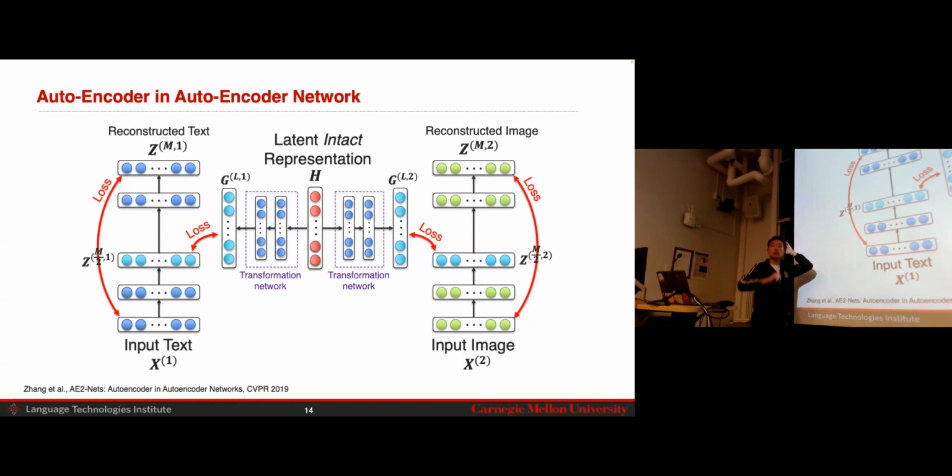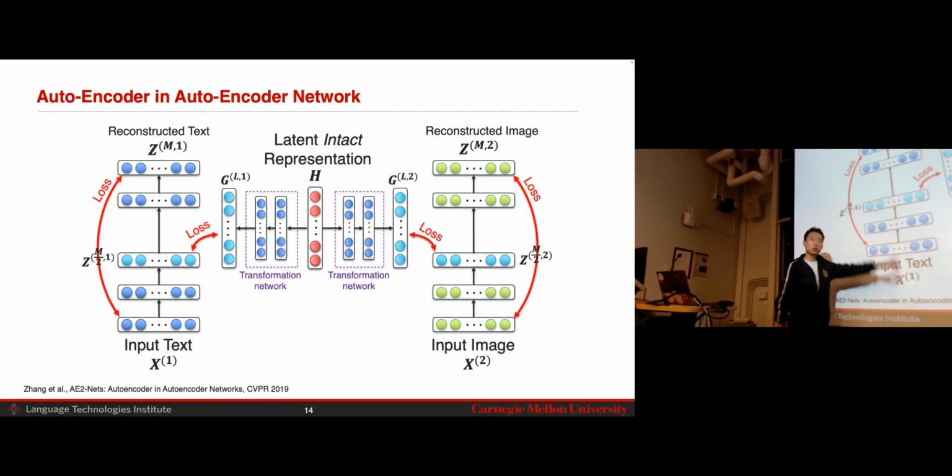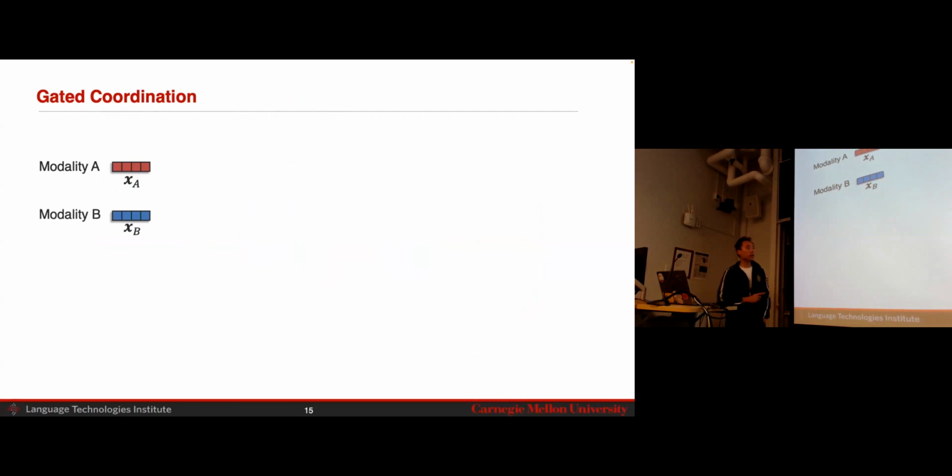Yes? Do we predefine H as a prior space, or do we learn H? H is learned, but you can look at the paper for more details. I'm sure if you impose some priors, you just get the variational autoencoder version of autoencoder. But it's just an example where the coordination function, or in this case, the similarity function, has parameters in itself. And finally, gated coordination, right?